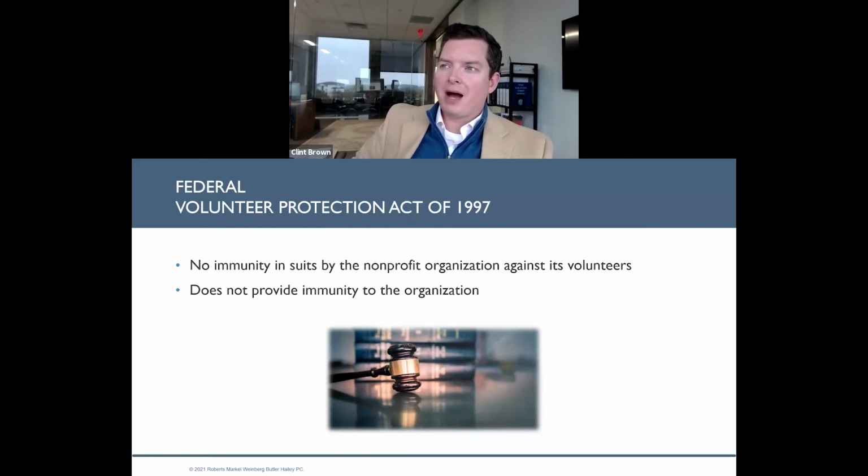No immunity in suits by the nonprofit organization against its volunteers. So if an association decides to go after its board member or members, there is no immunity protection. But here's the caveat. If an association decides to go after an old board of directors, your insurance may kick in and defend those old board members because they basically committed the acts while they were board members, and there was insurance in place at that time.